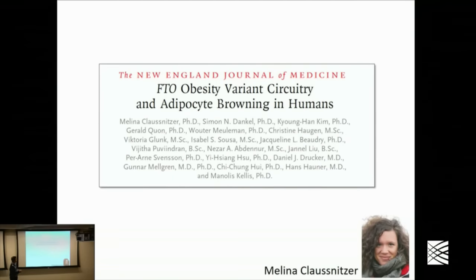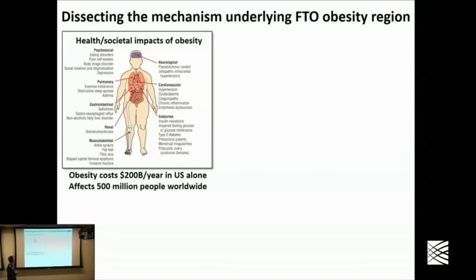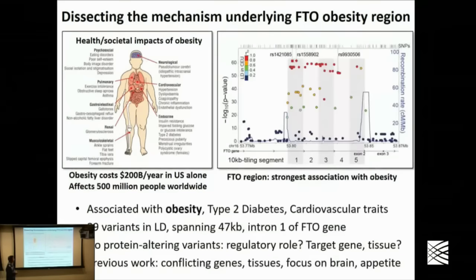Okay? So this is a paper that we published in collaboration with Melina Claussnitzer in the New England Journal of Medicine last year. And the goal is to basically understand the circuitry of these FTO obesity variants. So obesity is extremely important, as you know. Across the world, it affects 500 million people. In the US alone, it costs $200 billion a year. And the strongest association is what I showed you in the first slide, falls in the first intron of this FTO gene, and it contains 89 common variants, all of which are very significantly associated, any of which could be the causal one, none of which is protein altering.